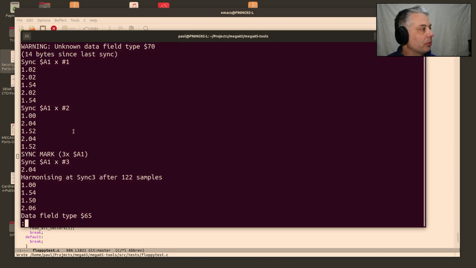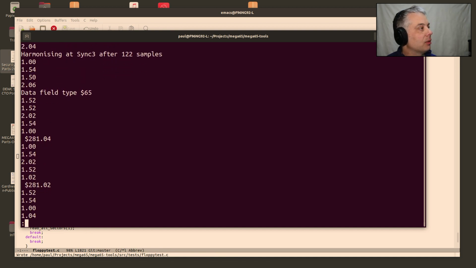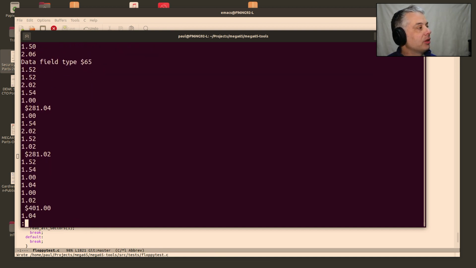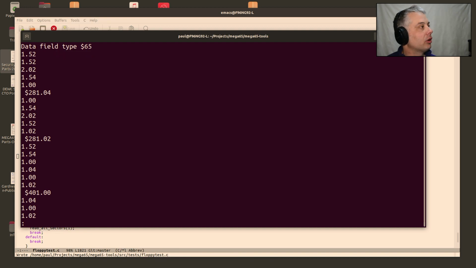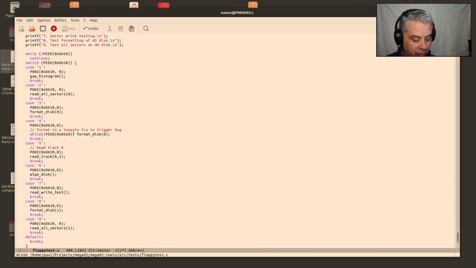Okay, so what we're trying to do now is to do the decoding of the track information block. So we're getting the data field 65, and then we're decoding some bytes out of that, which is all well and good. Cool, so let me implement something to decode that. So I'm going to just reduce some of the spammy output from this for the time being.